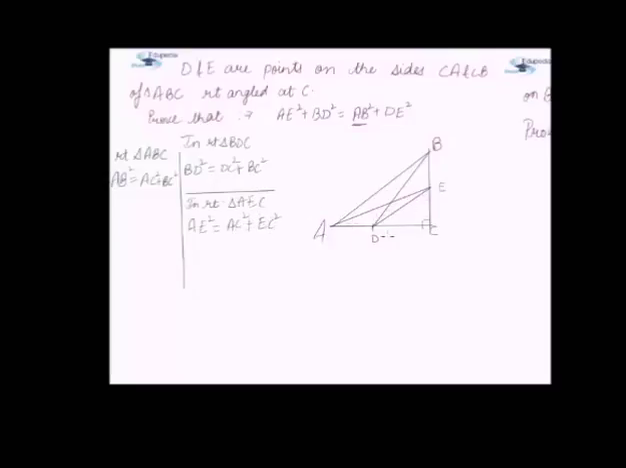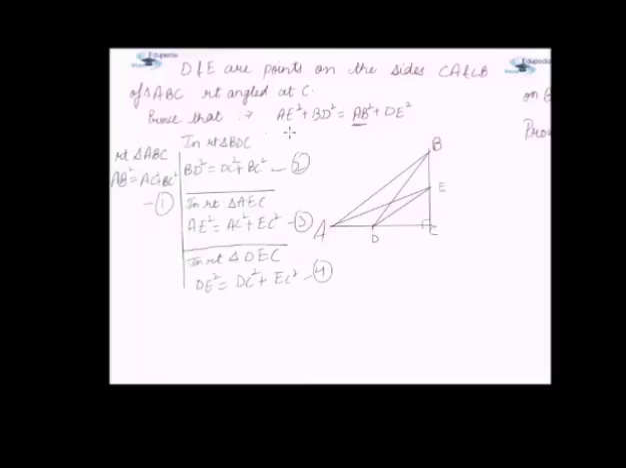The last triangle is DEC. So we have in right triangle DEC, DE square is equal to DC square plus EC square, where DE is the hypotenuse and DC and EC are the base and perpendicular. Let us name these equations as 1, 2, 3 and 4 respectively.